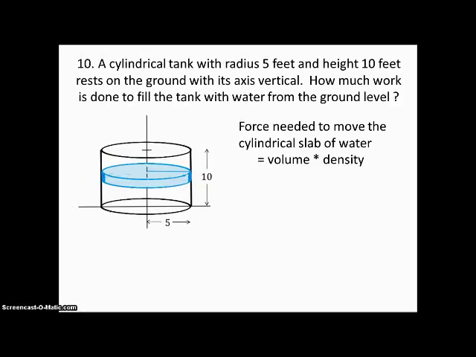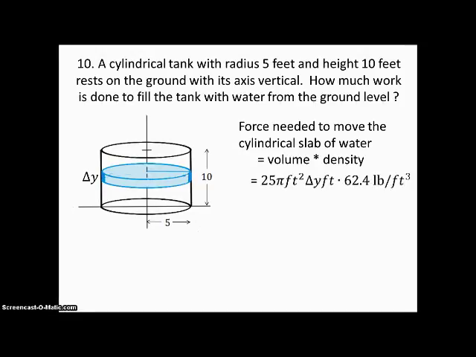volume, the amount of water, times the density, which is the weight of the water per unit. And to get the volume, you need the area of the top of the slab, which in this case is circular, which would be pi r squared. And that's always going to be pi times 5 squared. That's not varying. And then the depth of the slab, or the height of this little cylinder, would be the change in y.